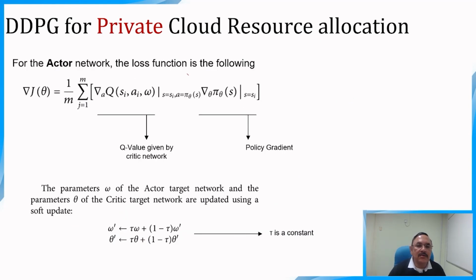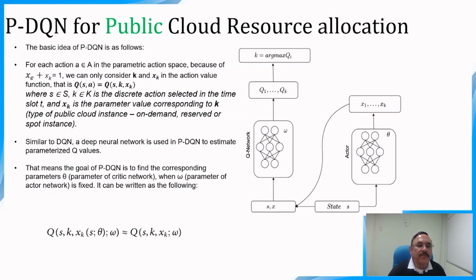Actor network, the loss function is the following. So, it uses the Q value given by the critic network and also uses the policy gradients. So, the parameter omega of the actor target network and the parameter theta of the critic target network are updated using the soft update over here. Now, peak DQN for public cloud resource allocation.